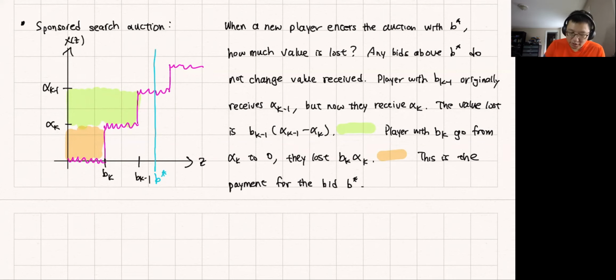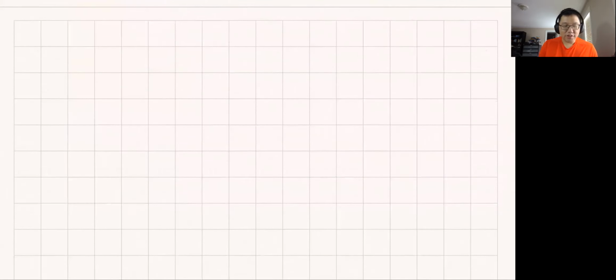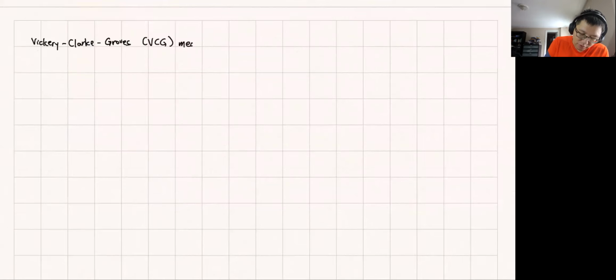Okay. All right. So this is the general idea, and the payment for a player is the amount of value that is lost by the other players. And this is the VCG mechanism, right? So this is the Vickrey-Clarke-Groves mechanism. Okay. All right. So this is the mechanism. We will generalize this mechanism to general auctions.